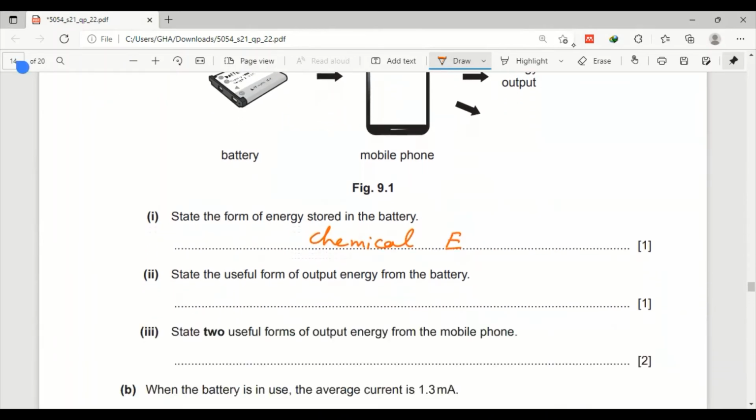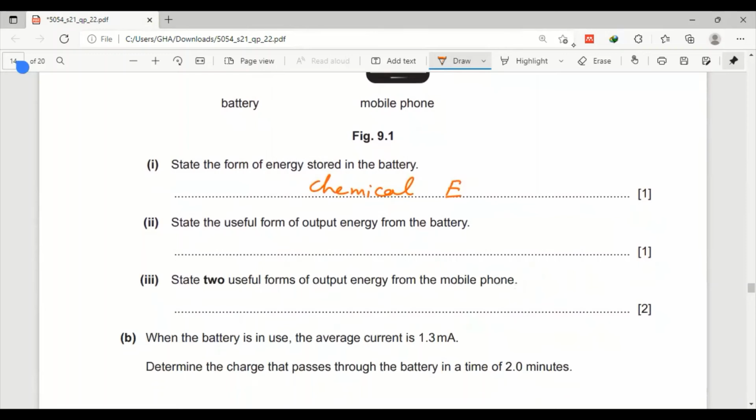And state the useful form of the output energy from the battery. Yes, we get the electric energy. State two usual forms of the output energy from the mobile phone. Yes, picture, meaning light, plus sound.